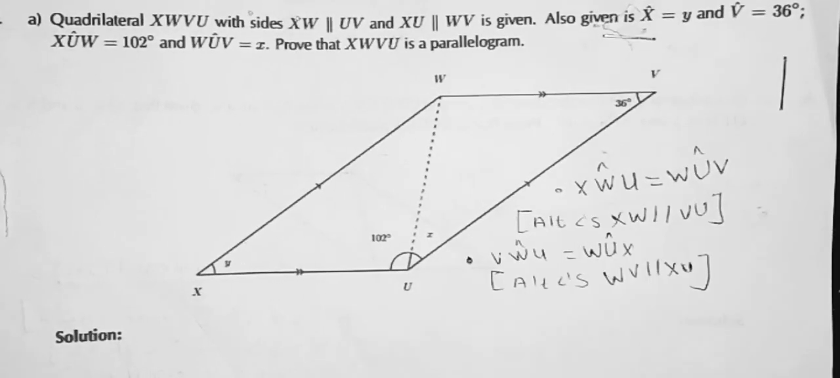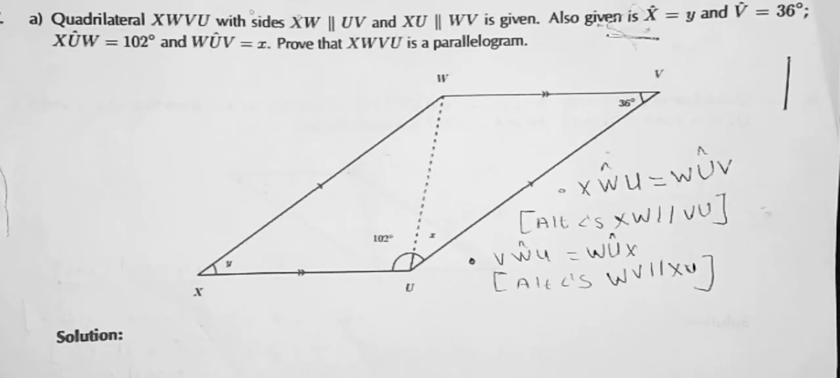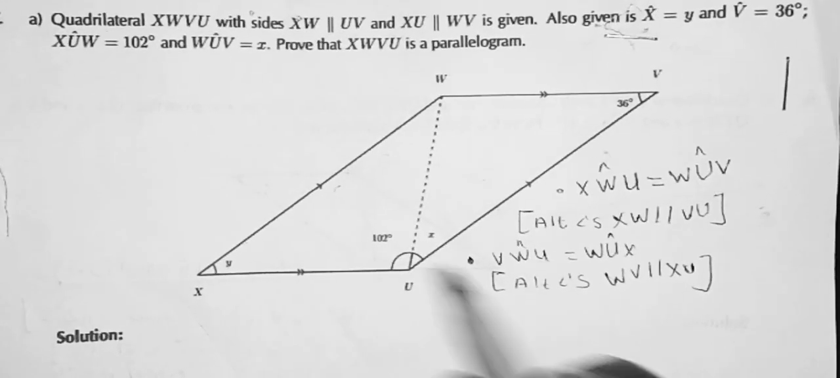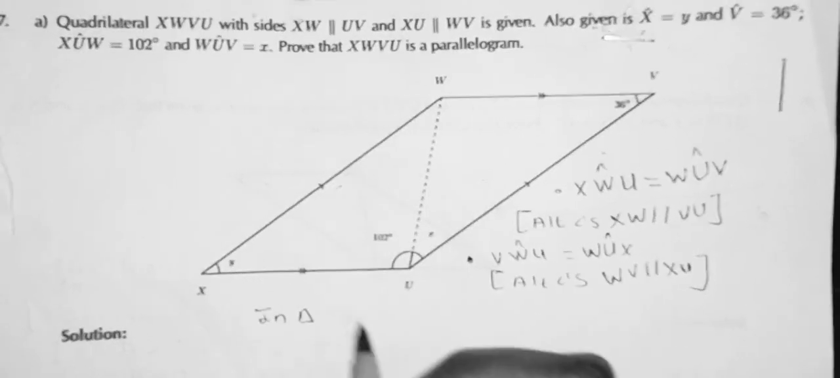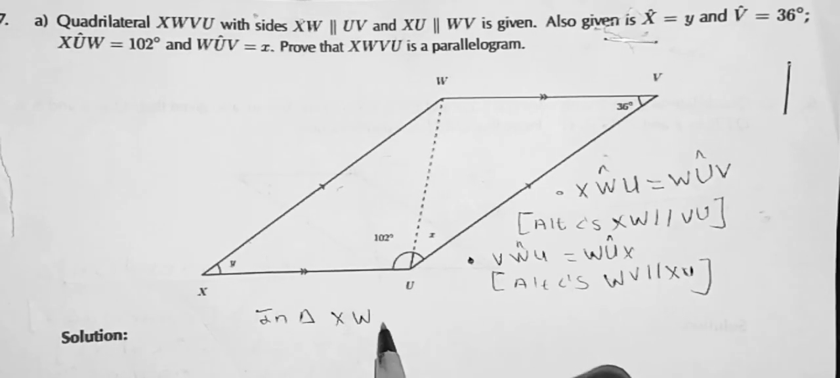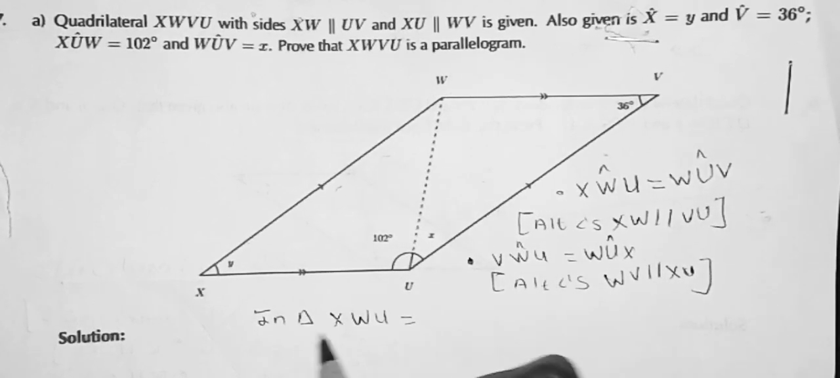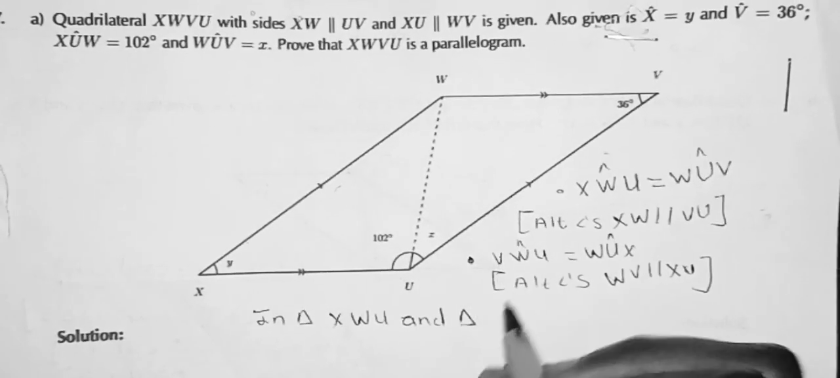After that, I have to see if there are any other triangles. So I can see that this one is a triangle and this one is a triangle. So we have two triangles, and we're going to prove congruency between this and this triangle. So I'm going to say in triangle XWU and triangle UWV.